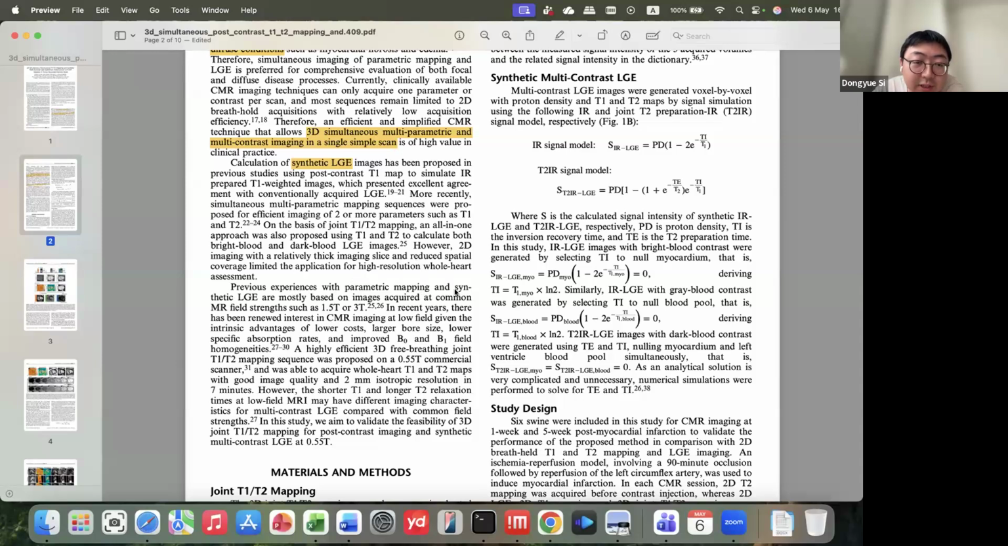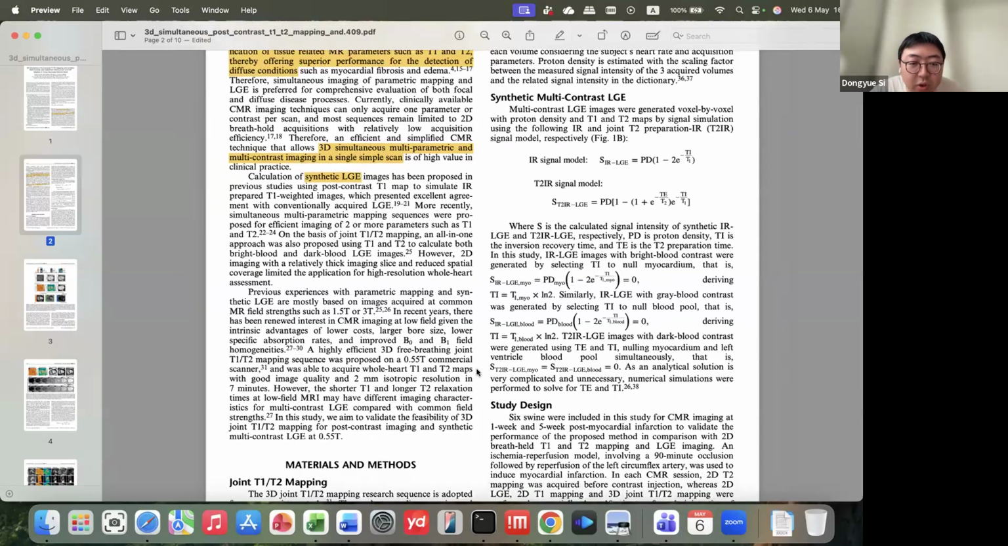I also previously proposed a 3D free-breathing joint T1, T2 mapping sequence, which is pretty efficient and allows joint acquisition of T1 and T2 of the whole heart at 0.55T. We have 2 millimeter isotropic resolution, and the total scan time is within 7 minutes. In this study, we aim to investigate if the 3D joint T1, T2 mapping at low field can be used to calculate synthetic LGE imaging, and we validate this using a porcine myocardial infarction model.